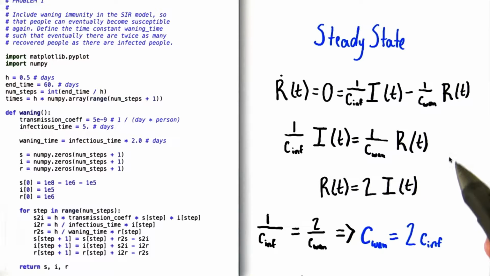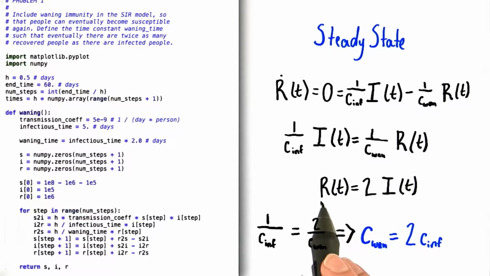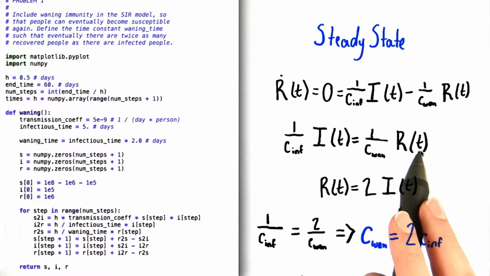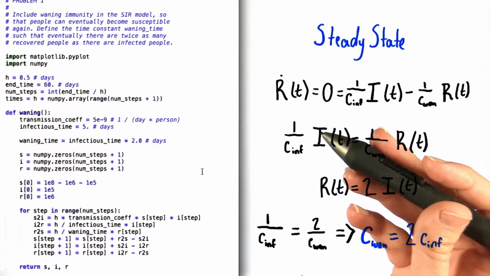Now if we just do a bit of algebra, we come out with the answer that R equals 2I. Since we know that we want the number of recovered people to be twice the number of infected people, we can plug in this extra information to the equation above and end up with the answer that the waning time is equal to twice the infectious time. This leads us directly into the next part of the problem.